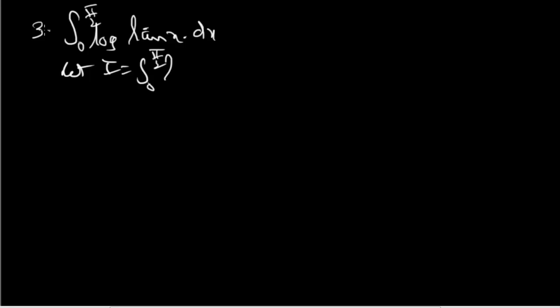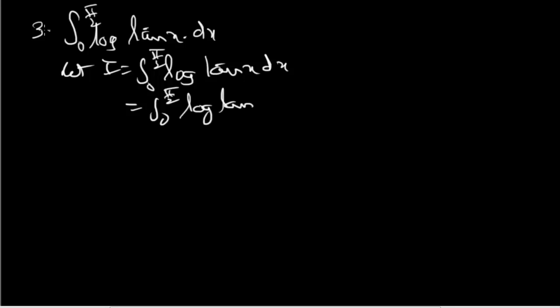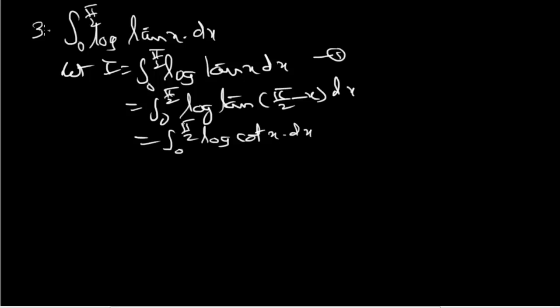Next, third problem. Integral 0 to pi by 2 log tan x dx. We call this one as I. Let I is equal to integral 0 to pi by 2 log tan x dx. By fourth theorem, 0 to pi by 2 log tan of pi by 2 minus x dx. That is, tan 90 minus x is what? Cot x. So 0 to pi by 2 log cot x dx. You call the given problem as number 1, this problem as number 2. Integral 0 to pi by 2 log tan x dx and 0 to pi by 2 log cot x dx, both of them are same.